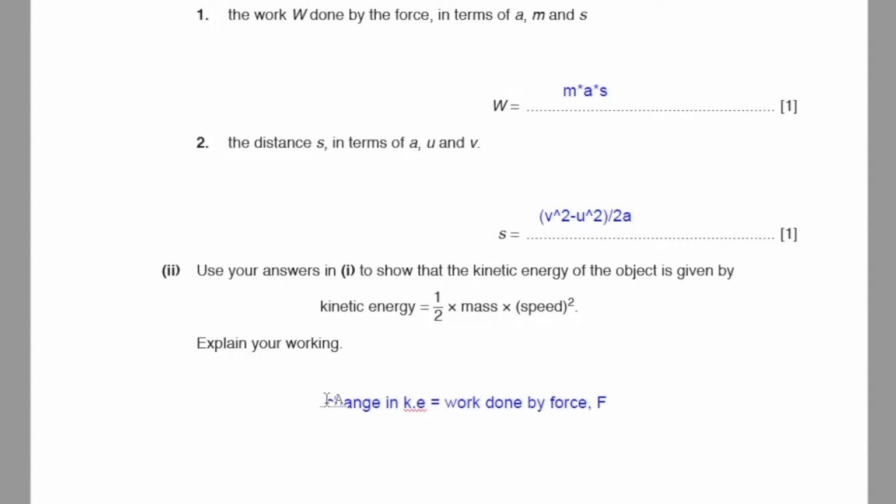So mass into acceleration into distance s is, we'll be taking distance in terms of a, u, and v from part 2 over here. So s now becomes v square minus u square divided by 2a, and hence change in kinetic energy is equal to half into mass into speed square.